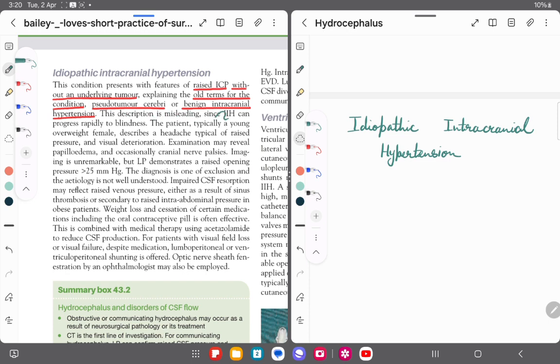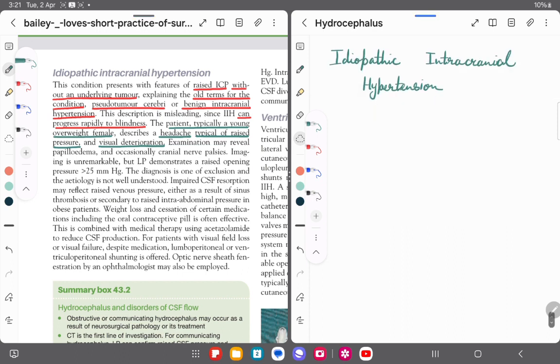This description is misleading since idiopathic intracranial hypertension can progress rapidly to blindness. The patient is typically a young overweight female who describes a headache typical of raised pressure and visual deterioration.